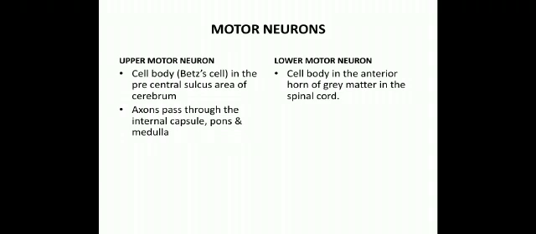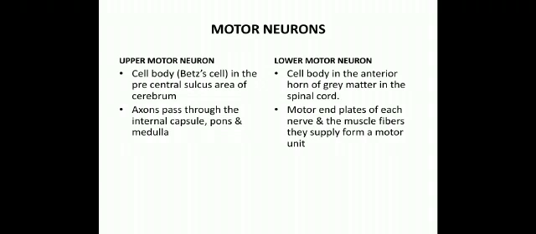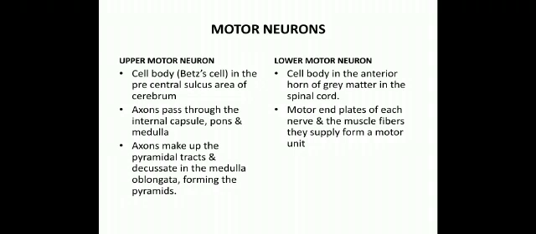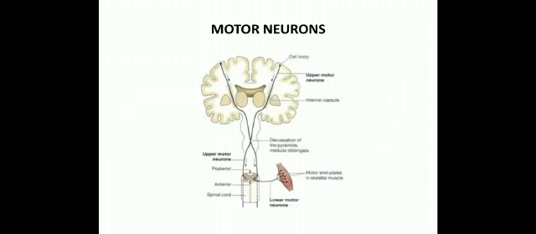The axon of the upper motor neuron passes through the internal capsule, pons and medulla, whereas the motor end plates of each nerve supply muscle fibers and form a motor unit. The axons of the upper motor neuron make up the pyramidal tracts and decussate in the medulla oblongata, forming the pyramids. So, here we can observe the upper motor neurons and the lower motor neurons.